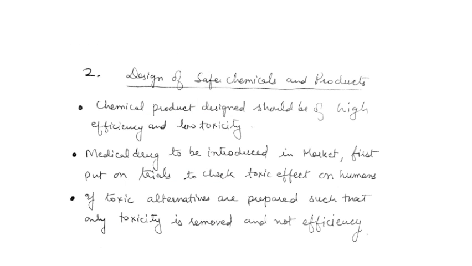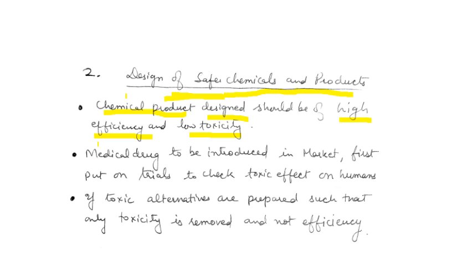The next is design of safer chemicals and products. The chemical product which we want to design, either chemicals or any other product, should be of high efficiency. It should be of high efficiency and low toxicity. So whatever product we are going to design, it should be of high efficiency and low toxicity.